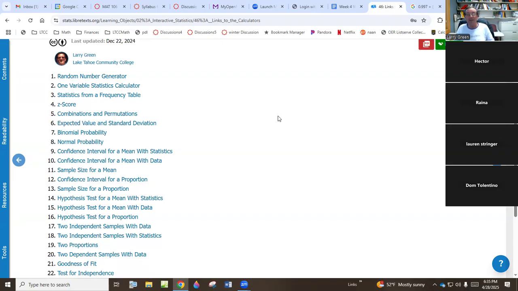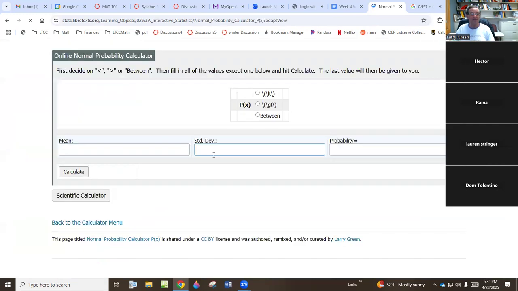What calculator should we use? Hopefully you're all seeing the calculator. Yeah, number 8, normal probability. We have a normal distribution. Is that clear? So I'm going to click normal probability.